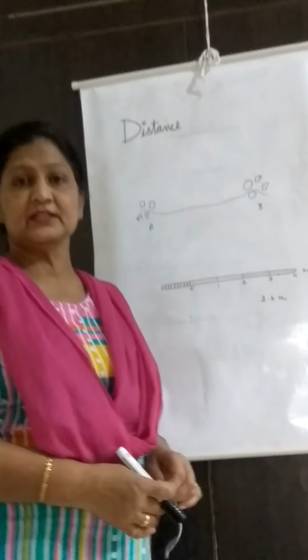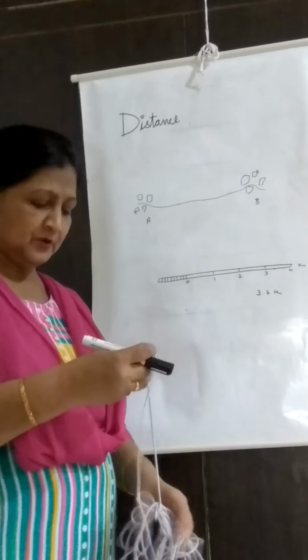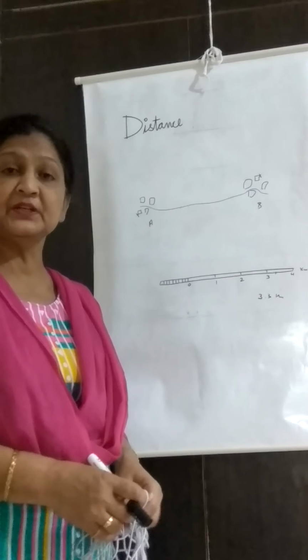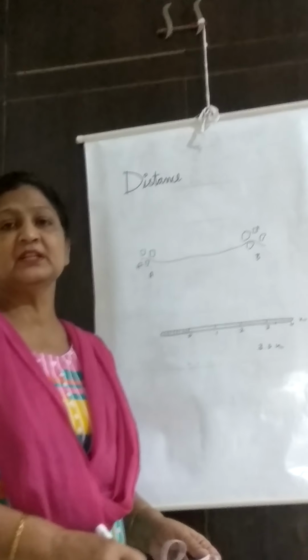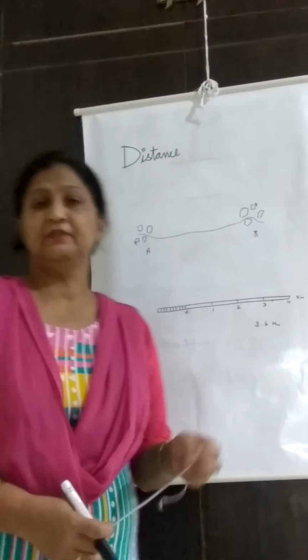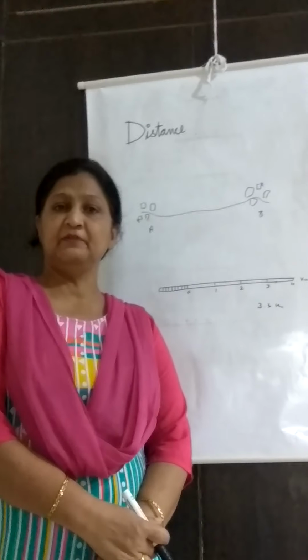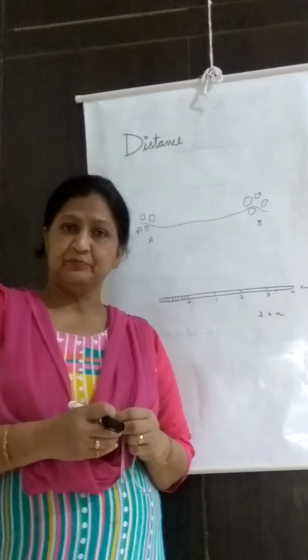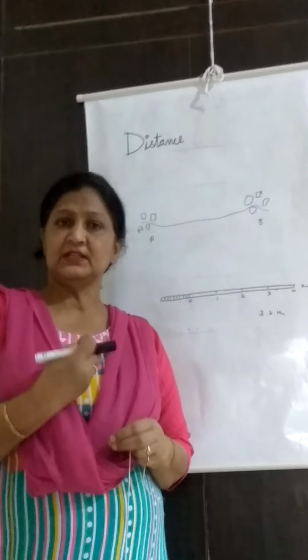Now the next method is with the help of thread. When we measure a curved object, it is always measured with the thread. The thread will be given to you in the exam to tie your map. That is also used to measure this distance.